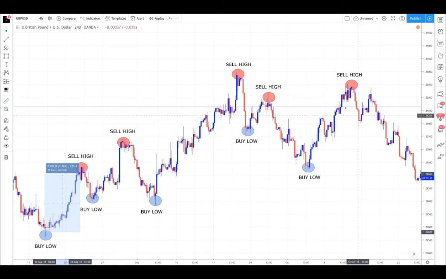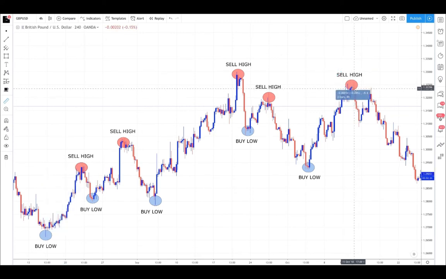And the same is true when the market is high, in several examples here. When the market comes to a high point, we look to sell, and as the market comes down, we're able to make money. Okay? Now, a little bit of vocabulary just for you guys.